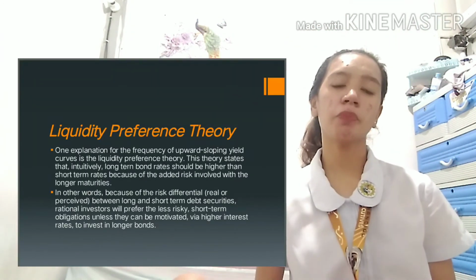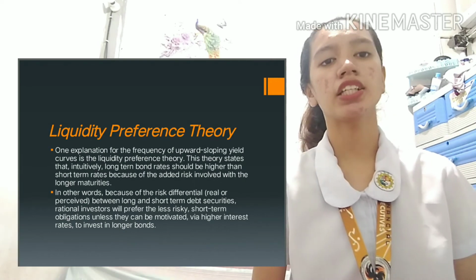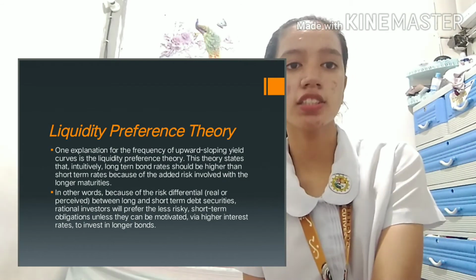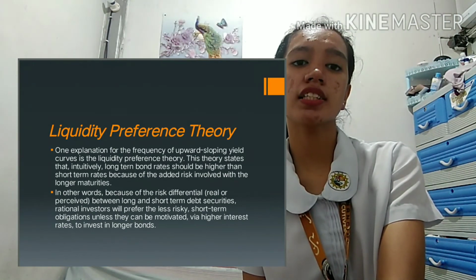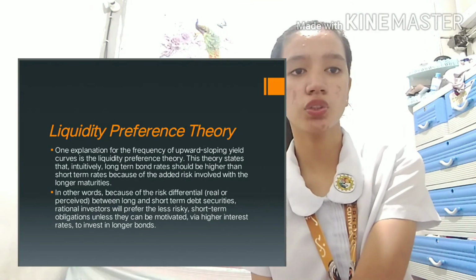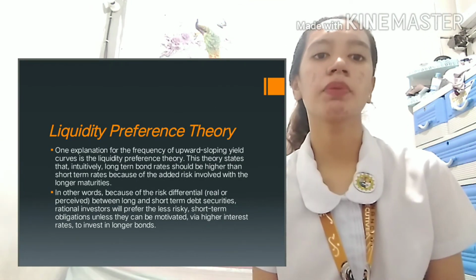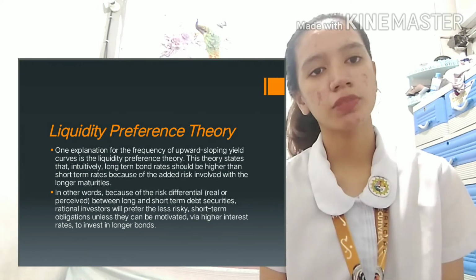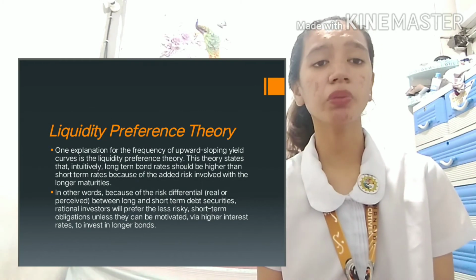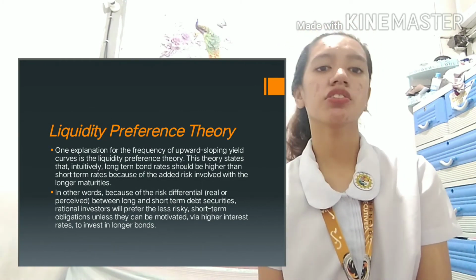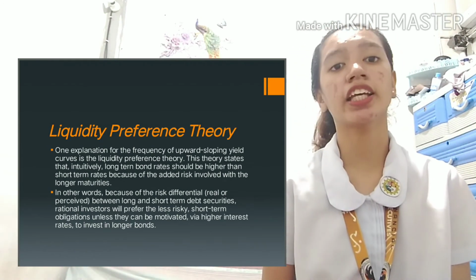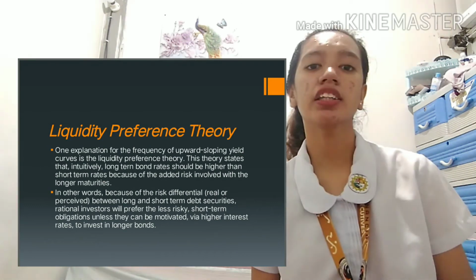Next is the liquidity preference theory. One explanation for the frequency of the upward sloping yield curves is the liquidity preference theory. This theory states that intuitively long-term bond rates should be higher than short-term rates because of the added risk involved with the longer maturities. In other words, because of the risk differential between long and short-term debt securities, rational investors will prefer the less risky short-term obligation unless they can be motivated via higher interest rates to invest in longer bonds.